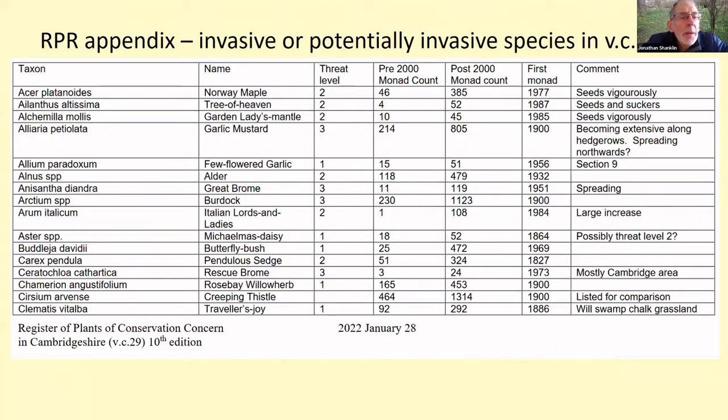And there's an appendix for the invasive species, which I've given as 3 threat levels. One where it's being actively removed because it is affecting other species. 2, where it's clearly increasing in abundance quite rapidly. And 3, where it's perhaps just something to keep an eye on in case it becomes a problem. And for comparison, I've included 1 or 2 plants that are listed as noxious weeds, for example, the creeping thistle.